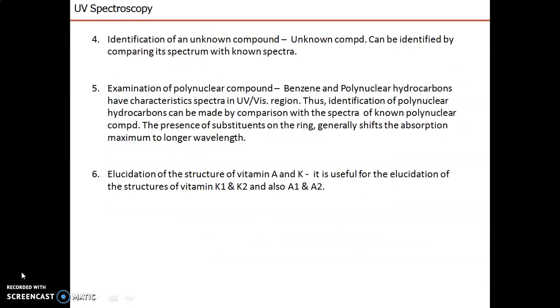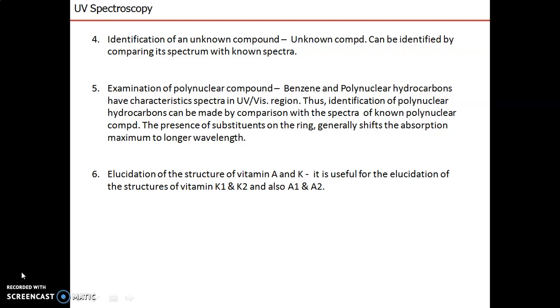And then identification of unknown compounds. An unknown compound can also be identified if we have the known spectrum of compounds, or a library of known compounds, then we can identify the unknown compound by UV. Then examination of polynuclear compounds. Benzene or polynuclear hydrocarbons have a characteristic spectrum in the UV region. Thus, identification of polynuclear hydrocarbons can be made by comparison with the spectra of known polynuclear compounds. The presence of substituents on the ring generally shifts the absorption maxima towards the longer wavelength.